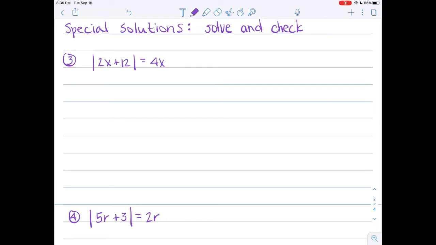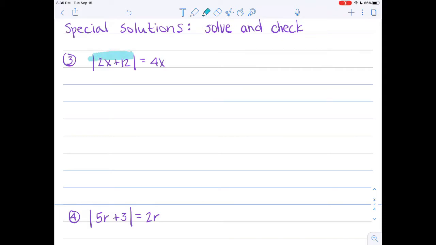Let's look at some special situations that can come up with our solutions. So in these, we're going to go ahead and do the final step. This is the last thing that we need to learn today, which is how to check our solutions to see if we have any extraneous solutions.